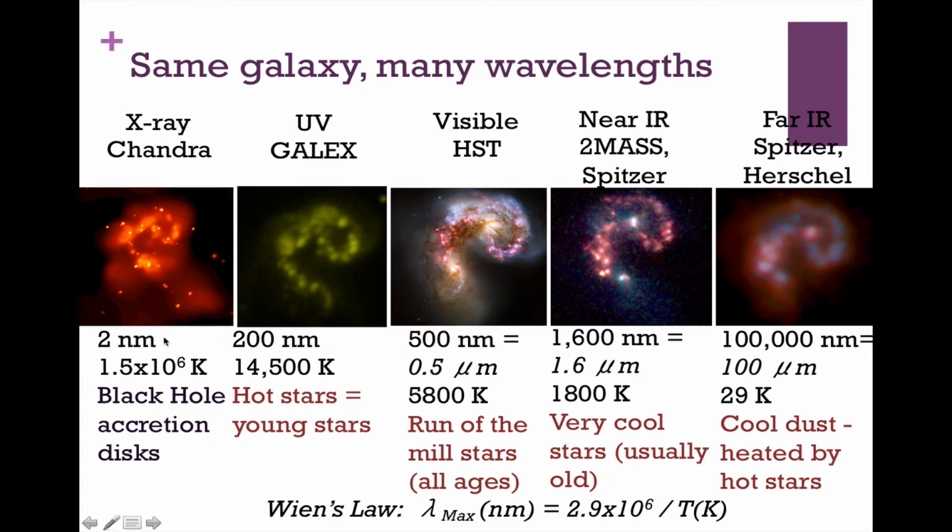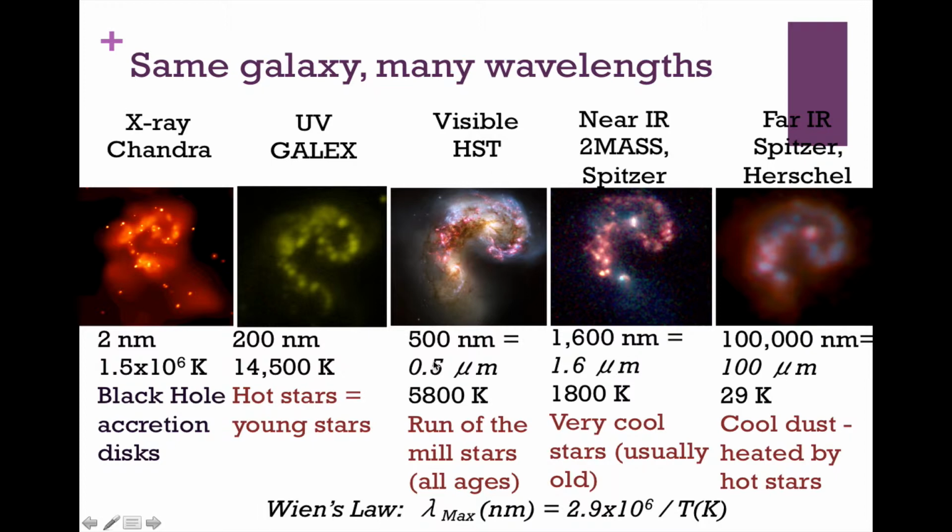The wavelengths that we're talking about vary a lot. For X-rays, you have wavelengths that are 2 nanometers or a billionth of a meter. The temperature of the things generating these X-rays are typically about 1,000,000 Kelvin, so we're looking at things like black hole accretion disks. In the ultraviolet, we're talking about wavelengths that are maybe 200 nanometers, about 15,000 Kelvin. And these are usually the hot stars, otherwise known as the young stars.